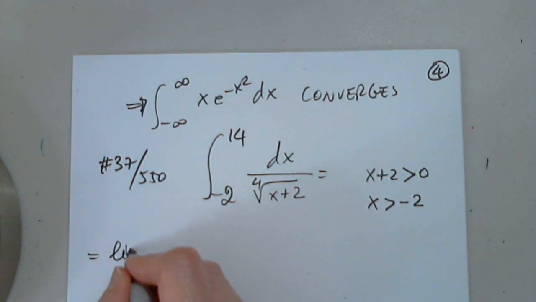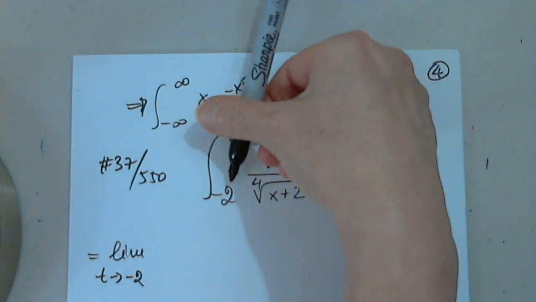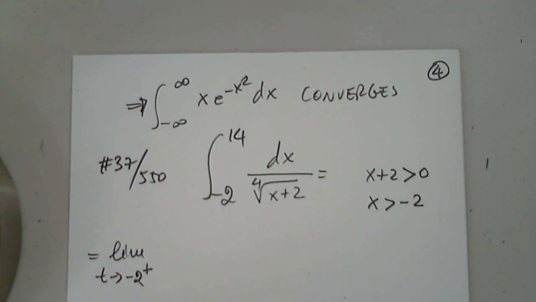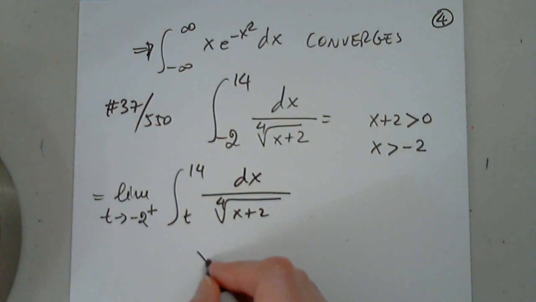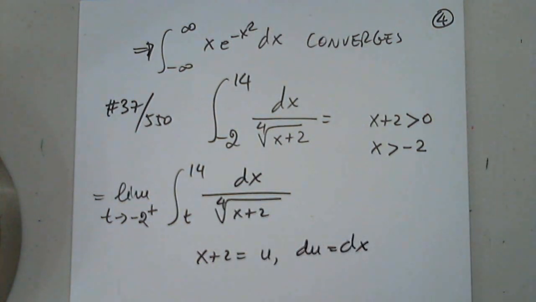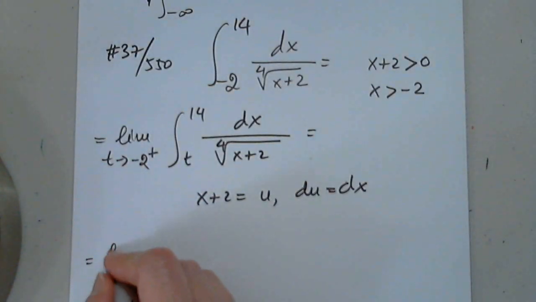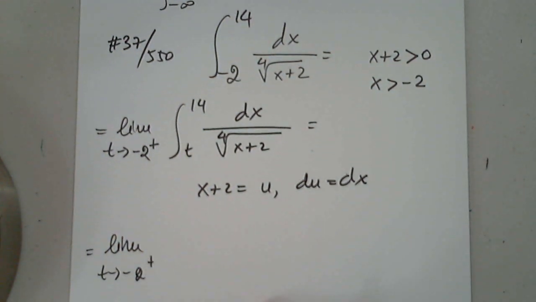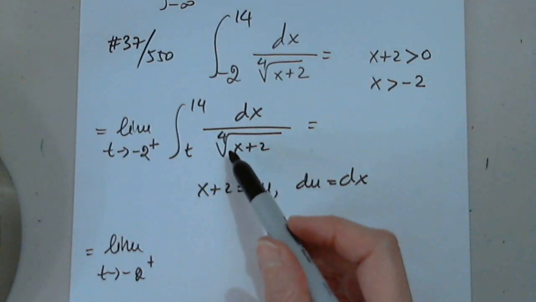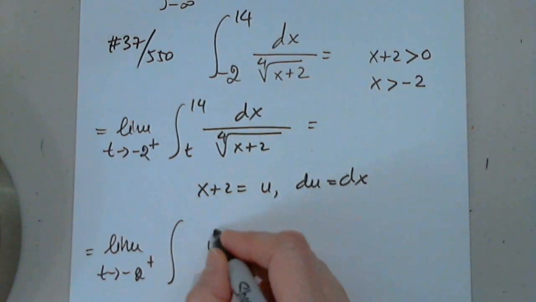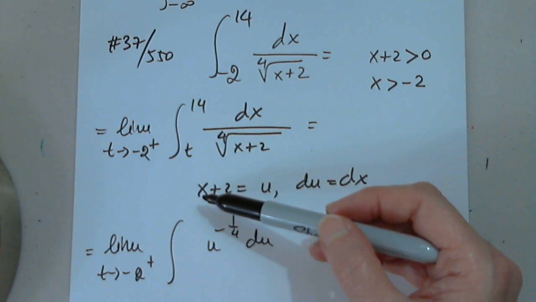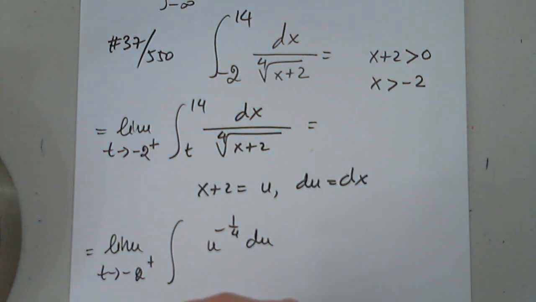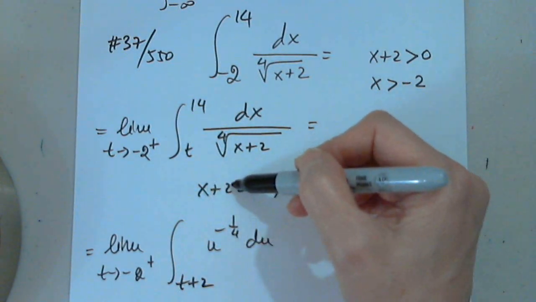Good. So then we have the limit as t approaches negative 2 from above, with numbers higher than negative 2, of the integral from t to 14 of dx over the 4th root of x plus 2. I will use a substitution: x plus 2 being u, du equals dx. So this is the limit as t approaches negative 2 from the right, and here we have du over the 4th root of u. So I'm going to write u to negative 1/4 du. Careful, we have to replace the limits of integration with the appropriate limits. So when x is t, we have t plus 2. When x is 14, 14 plus 2 is 16.